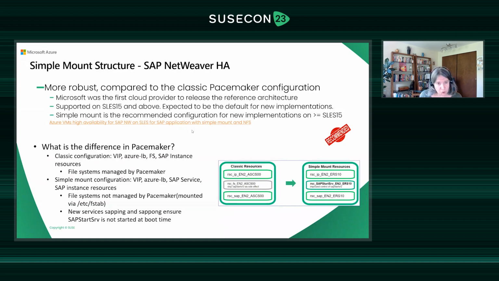Another change between the classic and the simple mount is that there are new services which need to be in place with simple mount, the SAP Pink and SAP Ponk. And what these services do is that they ensure that the SAP Start as service is not kicked off. It's not started at VM reboot time because now it's managed by the pacemaker cluster.